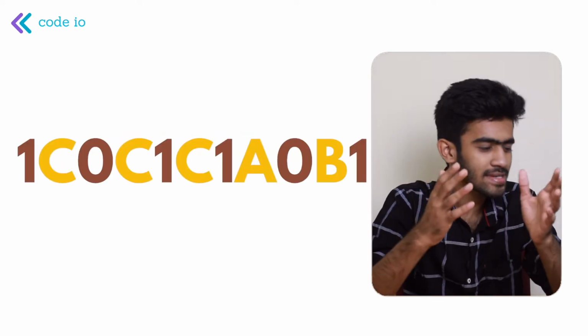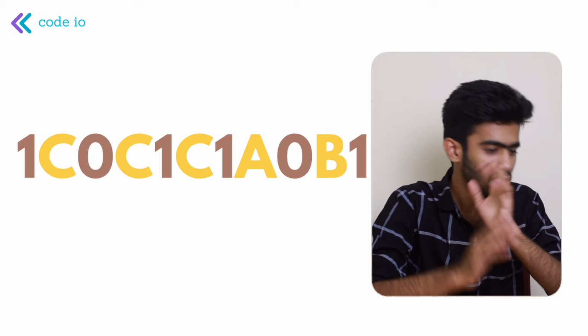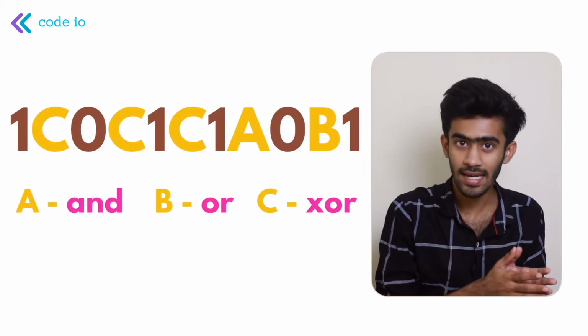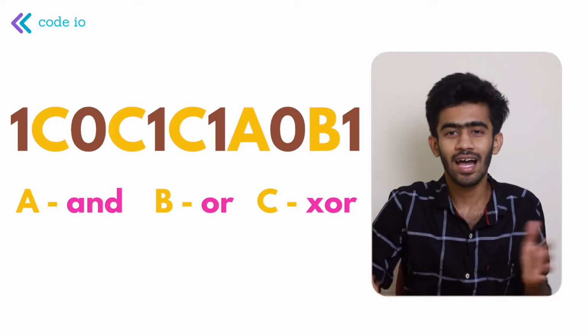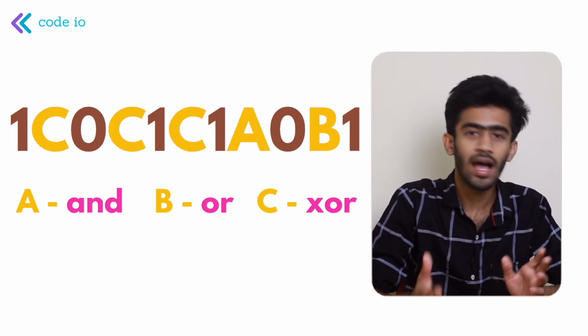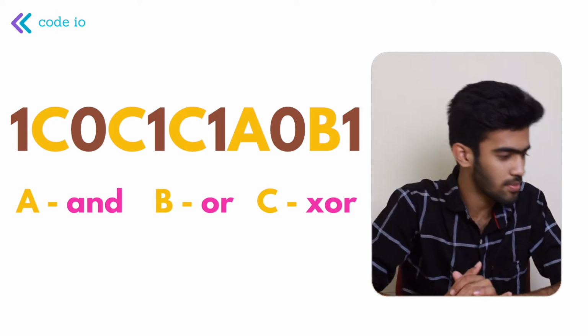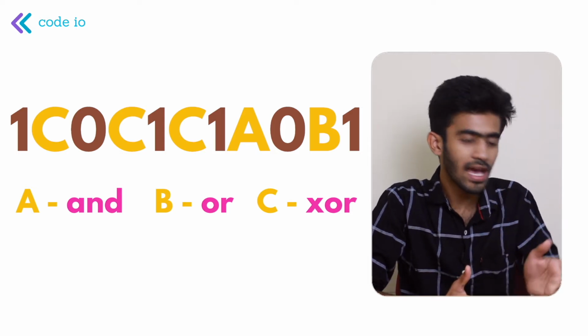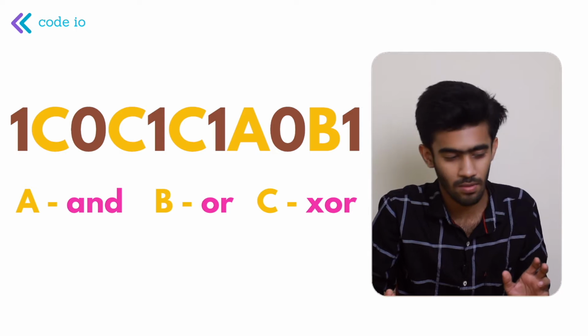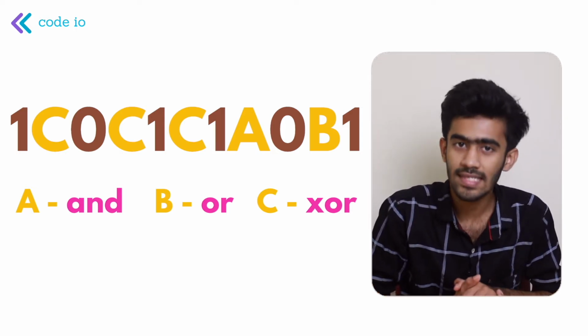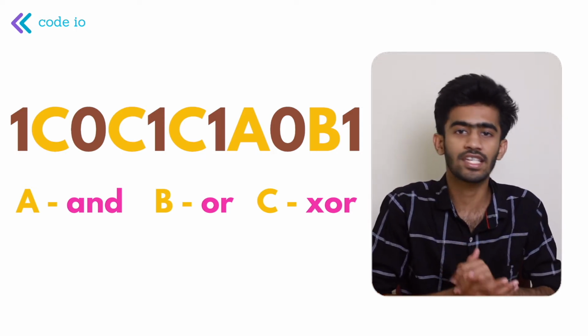So what do these A, B and C mean? A represents the AND gate, B represents the OR gate, and C represents the XOR gate. I mean the functions, operations. So AND operation, OR operation and XOR operation. Wherever we have A, we have to perform the AND operation, wherever we have B, the OR operation, and wherever we have C, we need to perform the XOR operation.